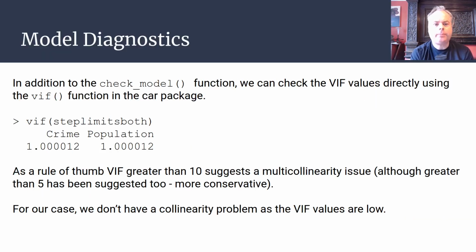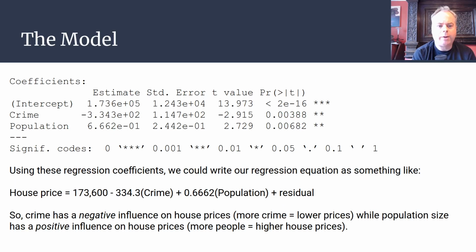We're going to use the check_model function in the performance package to look at the model diagnostics. We can use the vif function in the car package to see whether or not we've got any collinearity issue, and we don't. The VIF values for both of our predictors are around 1. So we don't have a collinearity problem in this case, as I mentioned previously. Values greater than 10 or even 5 would have suggested a multicollinearity problem, so we're well away from that.